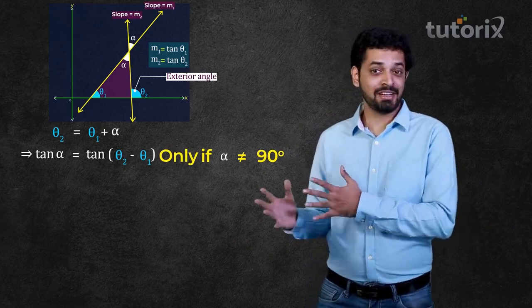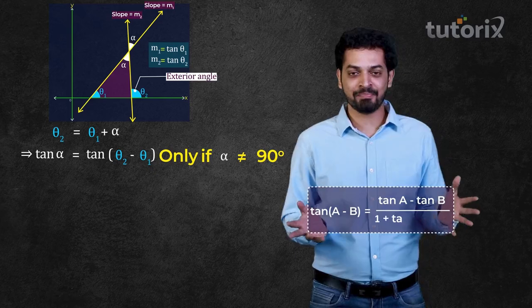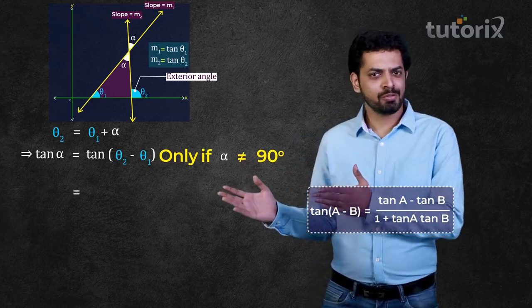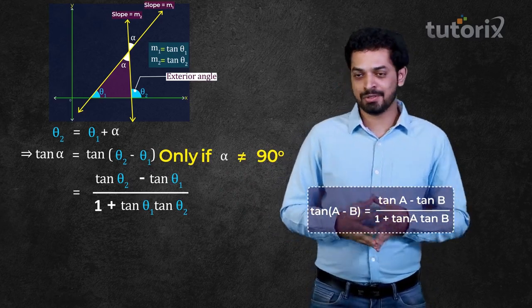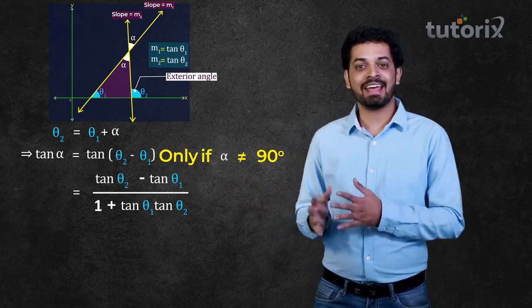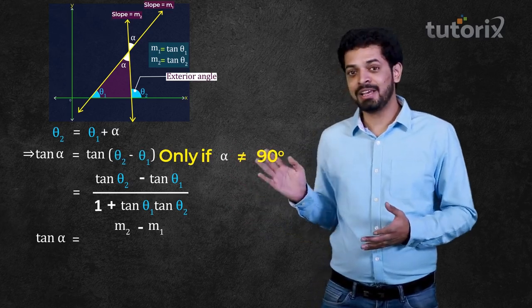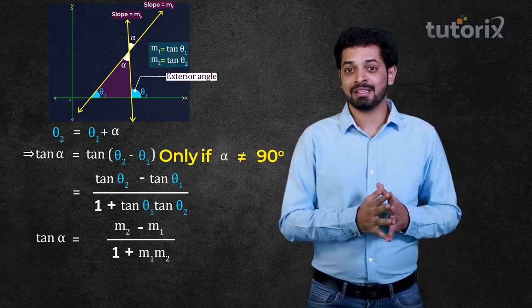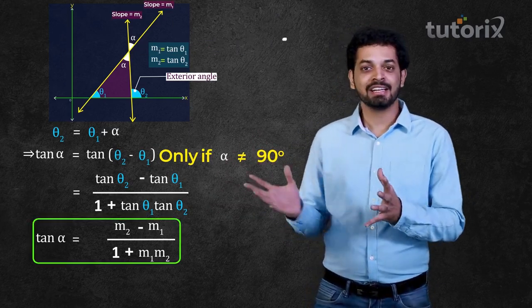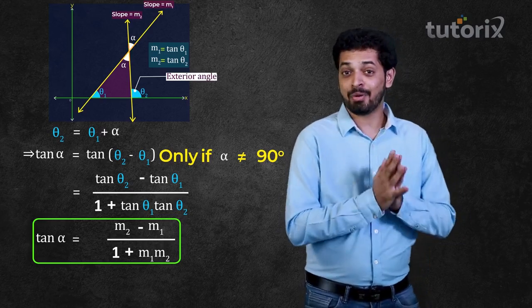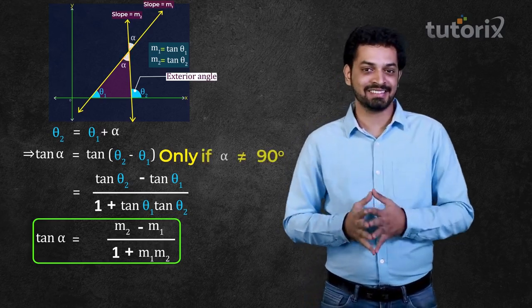And if you use the expansion for this, that is tan(A minus B), you get tan theta 2 minus tan theta 1 by 1 plus tan theta 1 tan theta 2. So if you substitute for slopes, you get tan alpha as m2 minus m1 by 1 plus m1 m2. Now this is an equation which gives us the angle between the two lines in terms of the slope of the two lines, provided the angle is not 90 degrees.